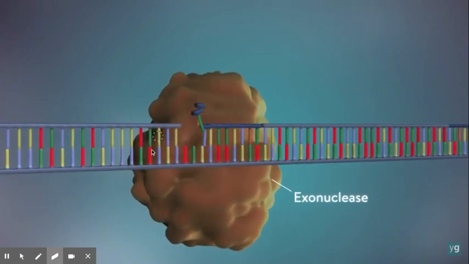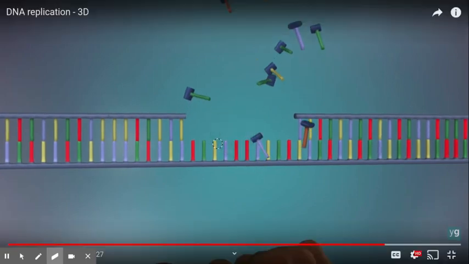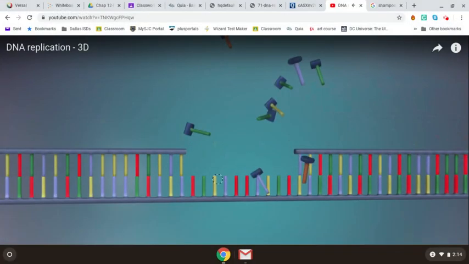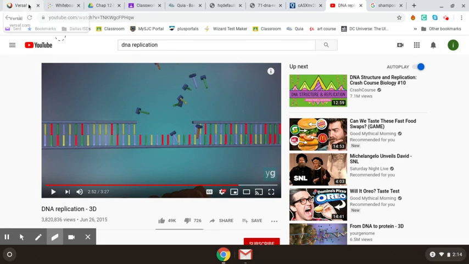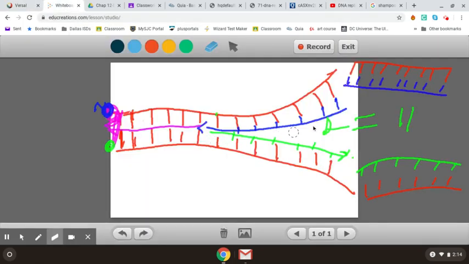We don't want to know about exonuclease. Don't worry about that. We'll stop the video there. But that's the gist of it. So one strand, we call the leading strand. It's going to be copied continuously from one end to the other because it's reading in the 5' to 3' direction. The other side is called the lagging strand because it has to be done in segments.